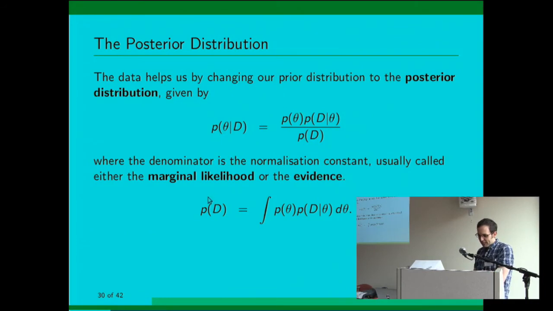The denominator then in a continuous problem becomes an integral instead of a sum, and there's two names for that. There's the marginal likelihood and the evidence, and that has another use apart from the normalizing constant, which I think we'll get to today and tomorrow. You can use it for model selection.